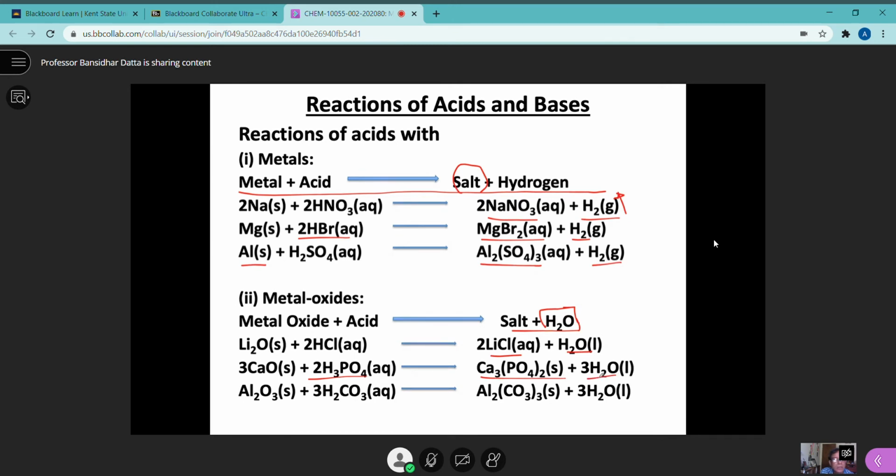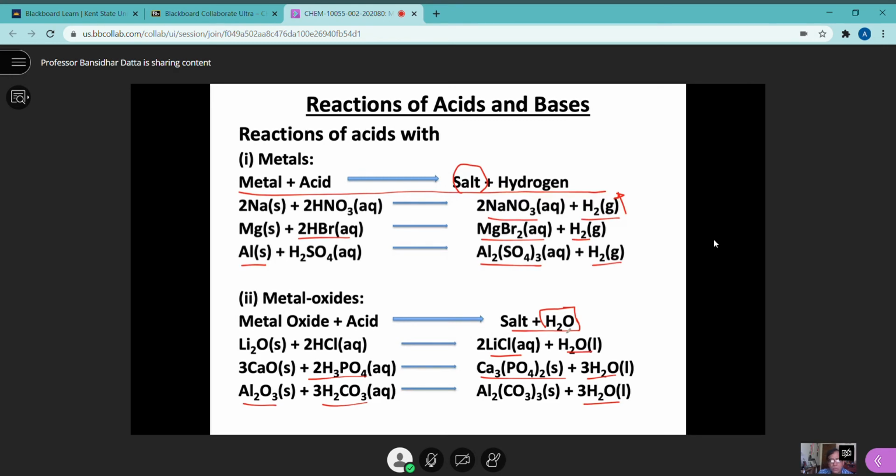Likewise, aluminum oxide, group 3. We can take gallium oxide, indium oxide, plus carbonic acid, for example, and you get aluminum carbonate plus water. So basically salt and water, salt and water. This kind of reaction would be on the test somehow, one way or another. So you must remember the general principles of acid reactions: metal plus acid, salt plus hydrogen. Metal oxide plus acid, salt plus water.